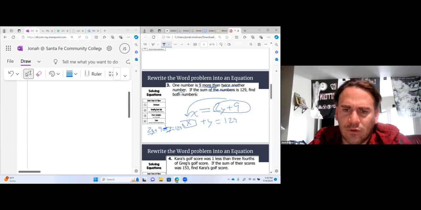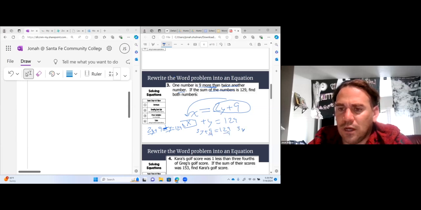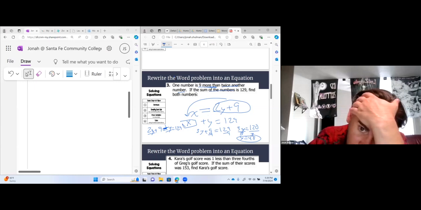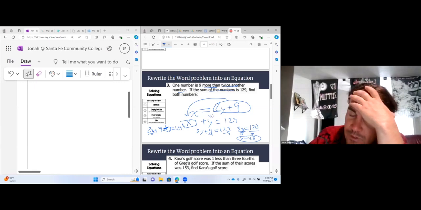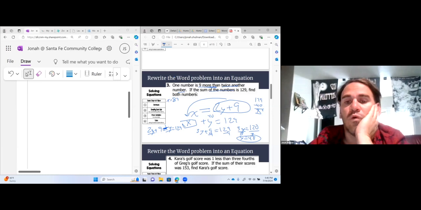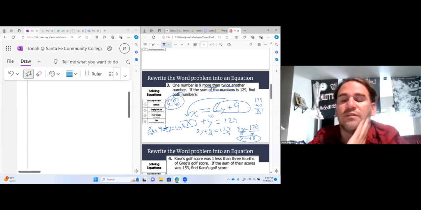So what do we have? 3y plus 9 equals 129 minus the 9s on both sides. So 3y equals 120, divide by 3, y is 40. But they want both numbers. So if y is 40, we just have to subtract it from 129. 129 minus 40, that's 89. X is 89. Y is 40. Cool. Let's keep it going.